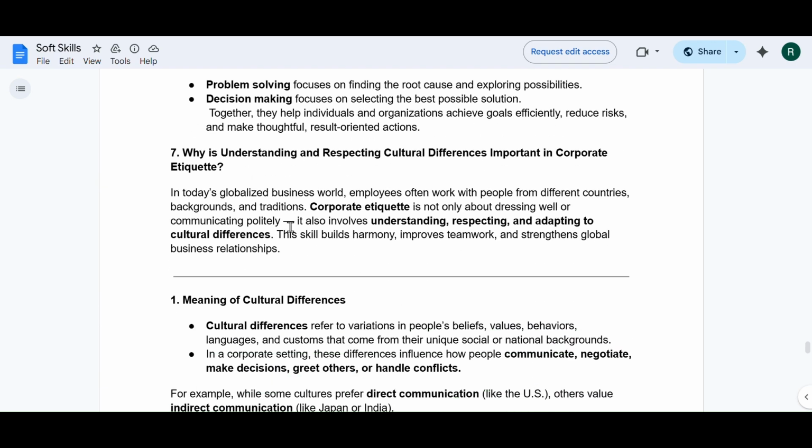So next, let us discuss why understanding and respecting cultural differences is important in corporate etiquette. What this question is asking is how respecting cultural differences is important in corporate etiquette. In a corporate system, people of many cultures, languages, and countries participate. In a specific corporate setting there may be a number of regions, languages, or entire countries, and there could be a lot of conflicts. So we need to respect cultural differences, and we need to explain how this is important.